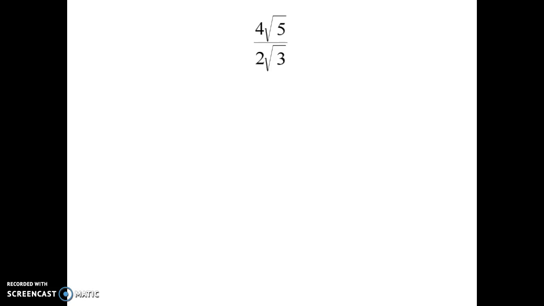Okay, let's take a look at this example. The only thing I don't want to have in the denominator is that square root of 3. So I'm going to multiply square root of 3 over square root of 3 to the complete fraction. In my numerator, the 5 and 3 can actually be multiplied. In the denominator, that's the same thing as 2 times the square root of 9.